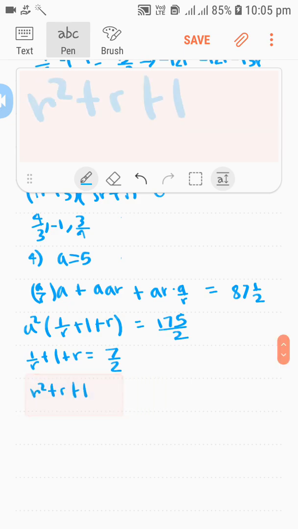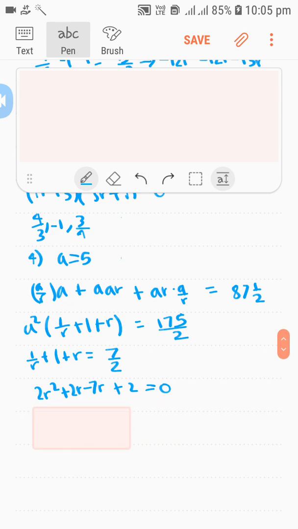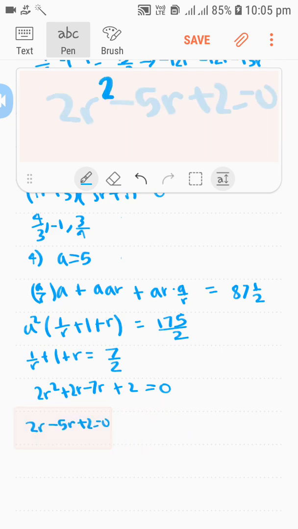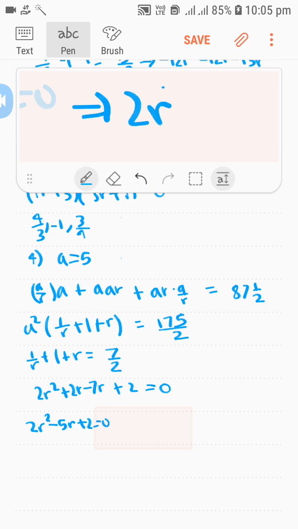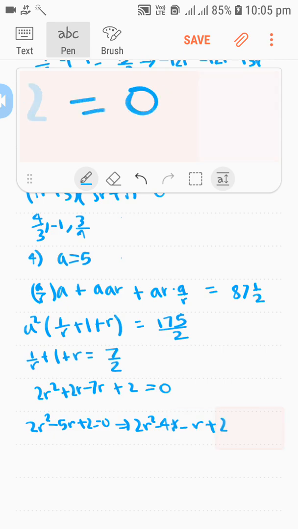Actually wait a second, just multiply by 2R basically. So instead of getting this thing, you can get directly 2R squared plus 2R minus 7R plus 2 is equal to 0. Alright, so we can simplify it further to get 2R squared minus 5R plus 2 is equal to 0, which can be written as 2R squared minus 4R minus R plus 2 is equal to 0. That's nice.